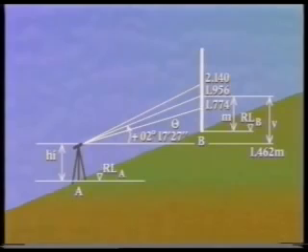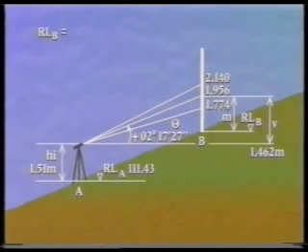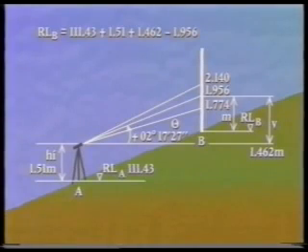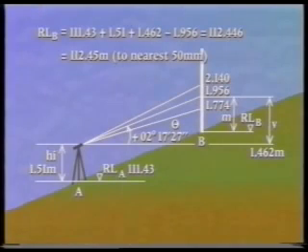So, if the reduced level of A is 111.43 meters, and the instrument is set up at a height of 1.51 meters above point A, then the reduced level of B is given by RL B equals 111.43 plus 1.51 plus 1.462 minus 1.956, which equals 112.446, which equals 112.45 meters. Because of the inaccuracies mentioned earlier, any reduced levels calculated by stadia tachymetry should only be quoted to the nearest 50 millimeters.